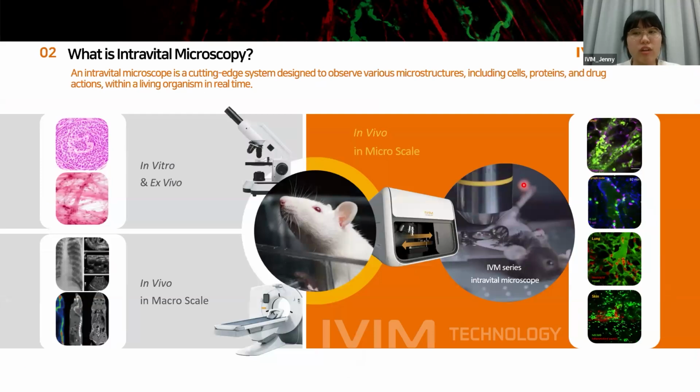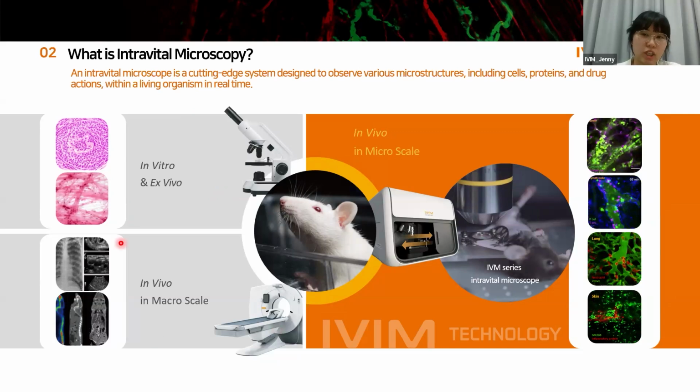So one powerful technology that can help overcome these limitations is intravital microscopy. Intravital microscopy, or IVM, is a high-resolution imaging technique that allows for real-time observation of cellular and tissue-level dynamics within living organisms. Traditional imaging methods, such as in vitro or ex vivo imaging approaches, typically rely on fixed tissue slices or cultured cells. As a result, they lack the ability to capture real-time biological and physiological changes and do not fully reflect the complexity of the in vivo environment.